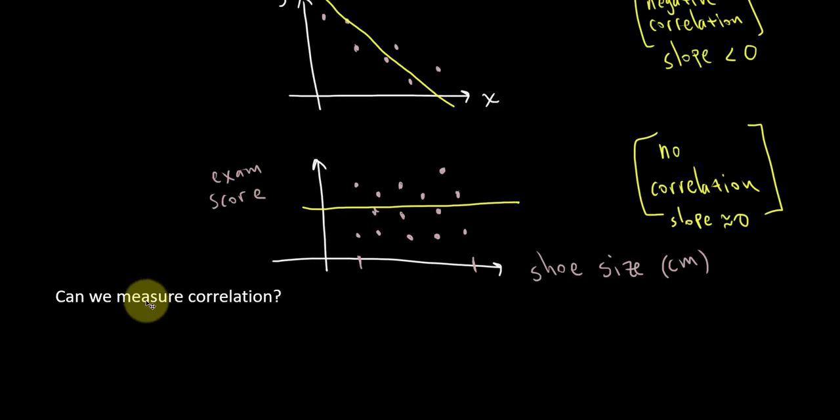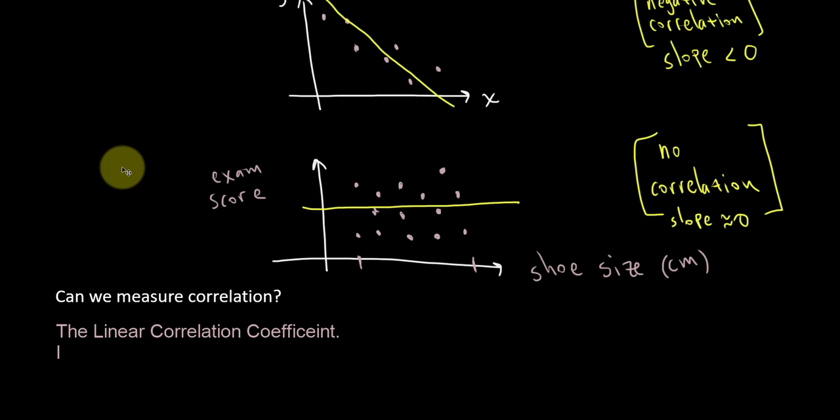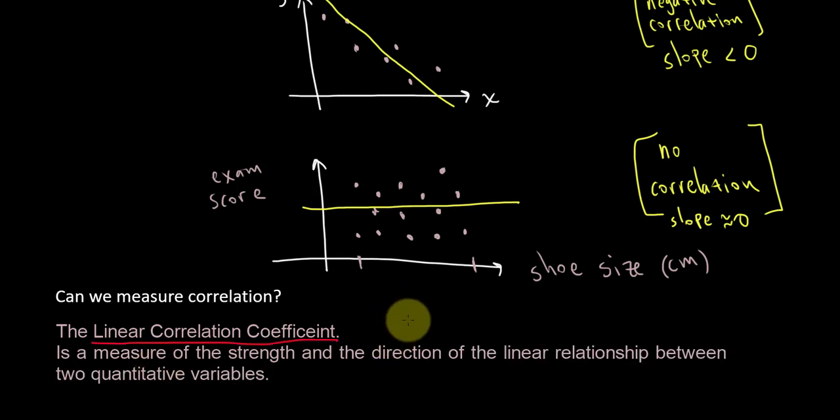And we can actually measure in a quantitative way how correlated two variables are. This is with what is called the linear correlation coefficient. This is a measure of how strongly two variables are associated, and also the direction of that association. So we've got positive, we've got negative. Sometimes this is called the Pearson linear correlation coefficient. I don't usually call it that, but I think our textbook does sometimes.